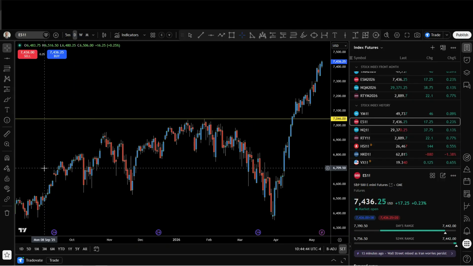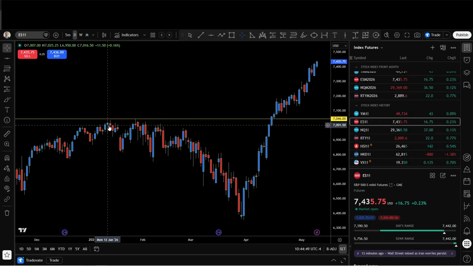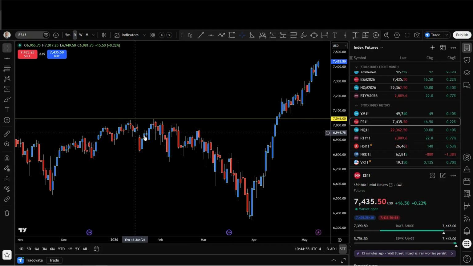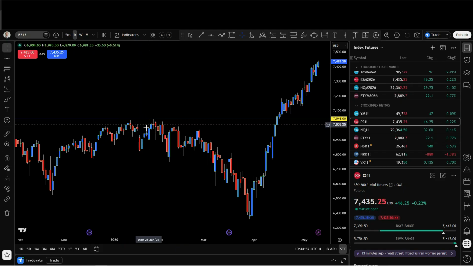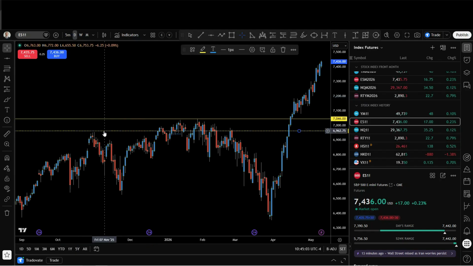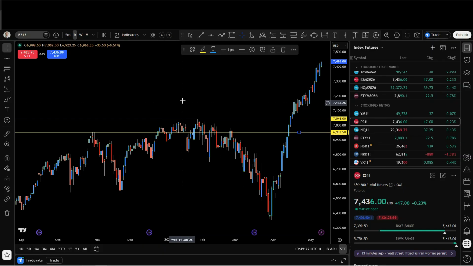Resistance is the ceiling, right? See how the price of the market tries to hit the ceiling? It forms a ceiling, touches the ceiling again, can't break through, at least not yet. Here's another ceiling. All you're looking for is basically the highs and lows of the market. Again, resistance is the ceiling, support is the floor. So the market moves through floors and ceilings. As it breaks through floors and ceilings, it creates new floors and ceilings. That's really all you got to remember.